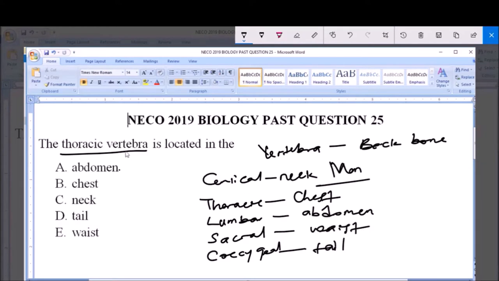So the answer to this question, which is the location of thoracic vertebra, is actually the chest. The thoracic vertebra is located in the chest, and this thoracic vertebra provides attachments for the ribs, so it's located in the chest region.